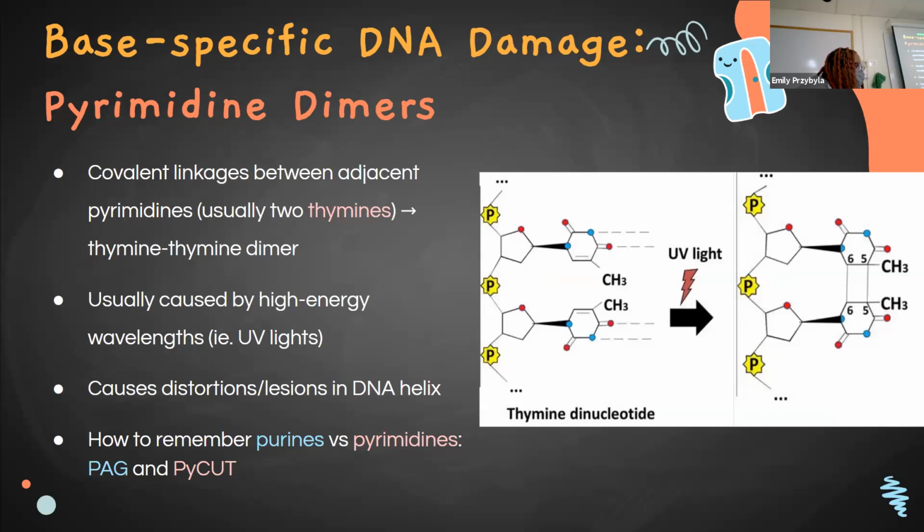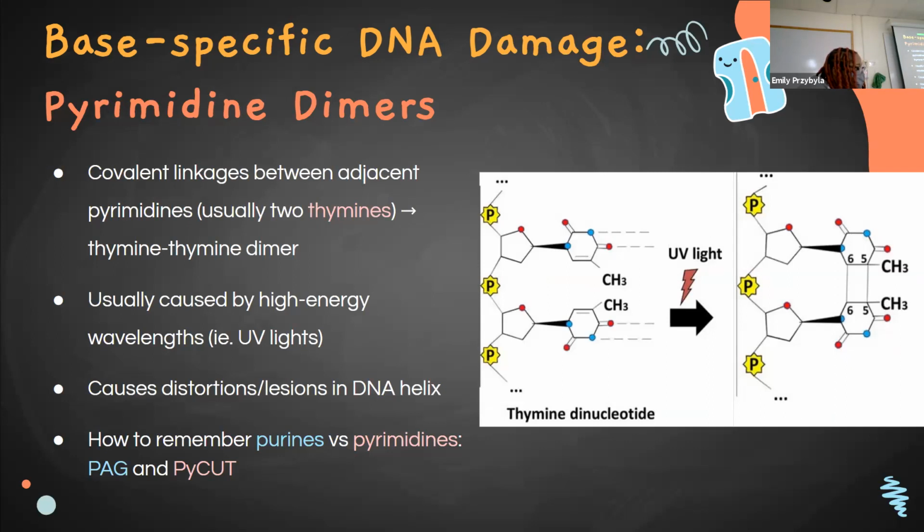And then we have pyrimidine dimers, where we end up having covalent linkages between usually two thymines together. So here's my two thymines. UV light can cause this. It hits the two thymines together, and then we get covalent linkage.